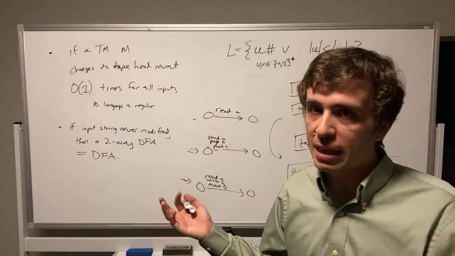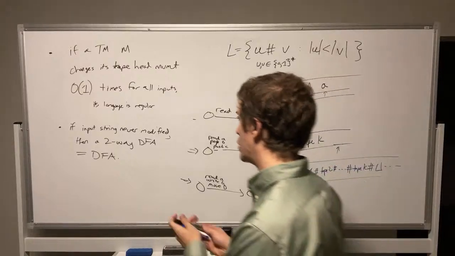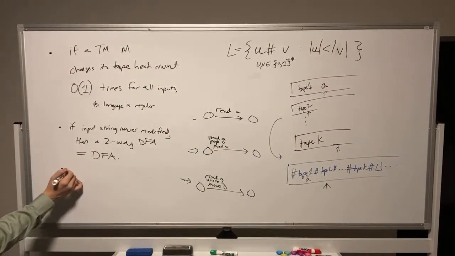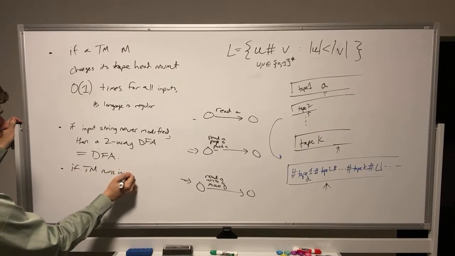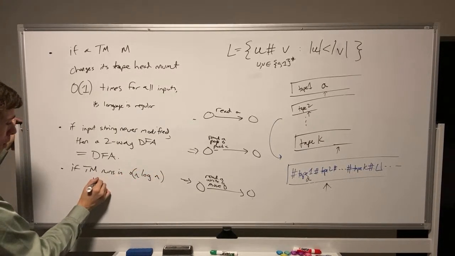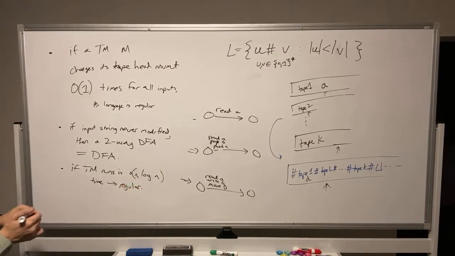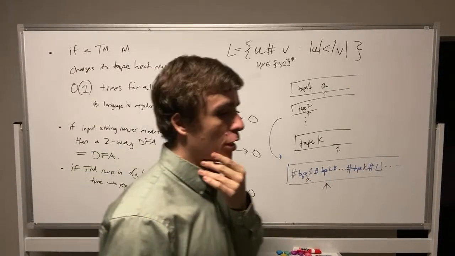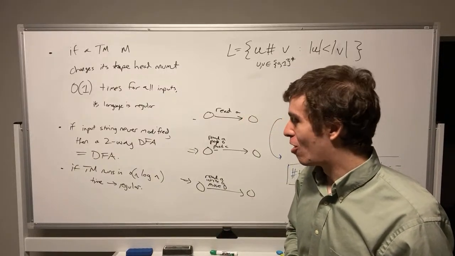There just isn't obviously a general purpose procedure. Here's another one. If the Turing machine runs in little o of n log n time, then it's regular. Its language is regular. And that's actually a really tough proof. It's the hardest problem, I think, in the Sipser textbook. I did solve it when I was taking this class, and it is not at all easy.